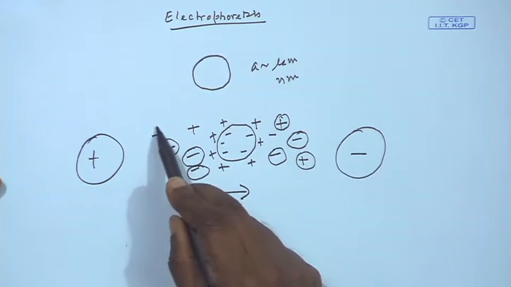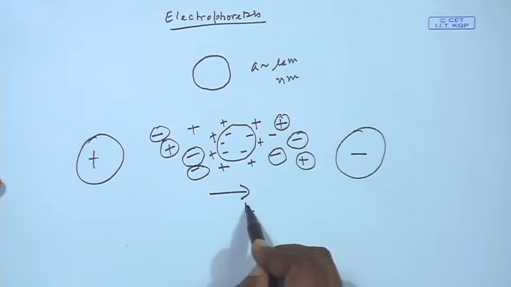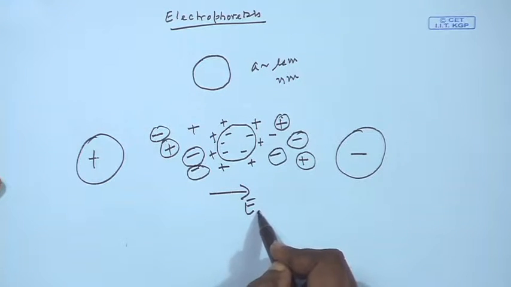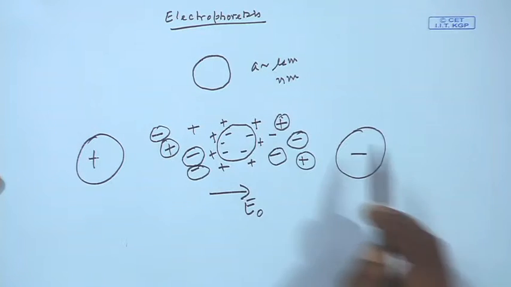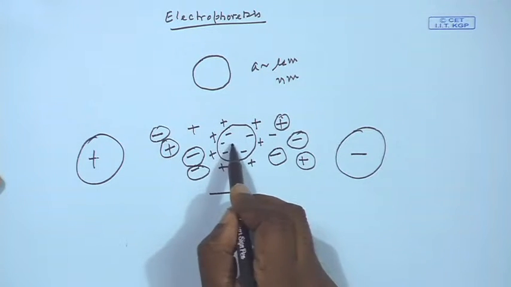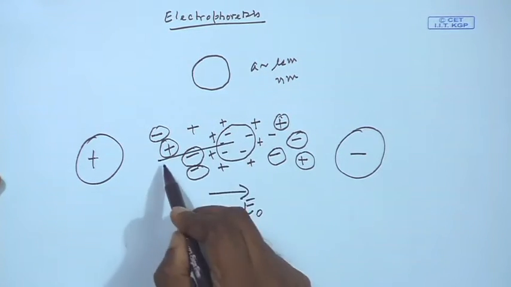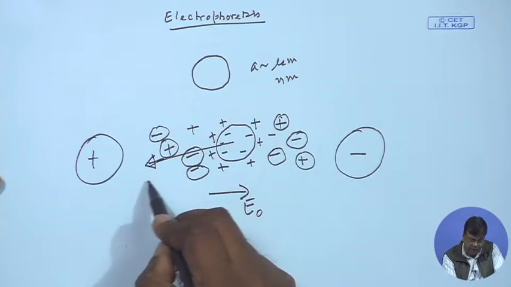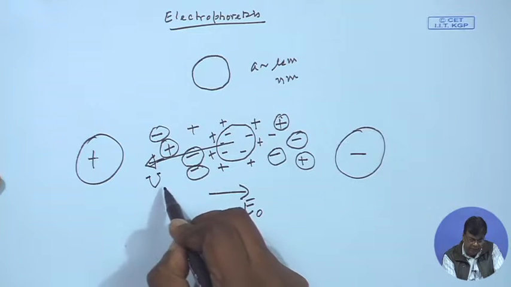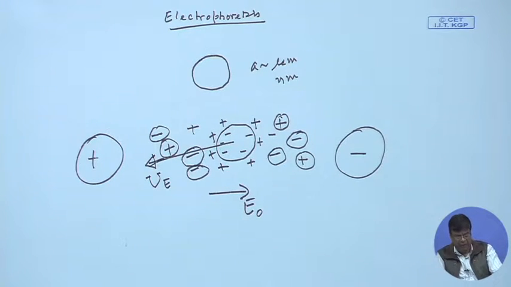But as we move away from the particle, these ions are all balanced. Now, we apply an external constant electric field, let us call it E0. What will happen? Since the particle is negatively charged, it will be attracted toward the positive electrode. So, it will acquire a propulsion velocity u e.